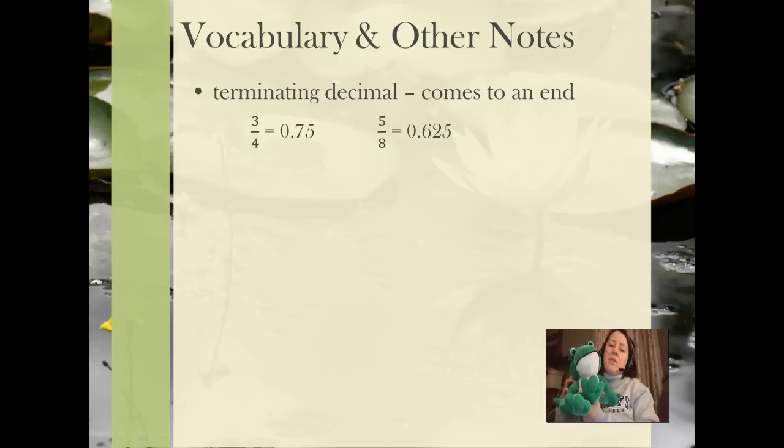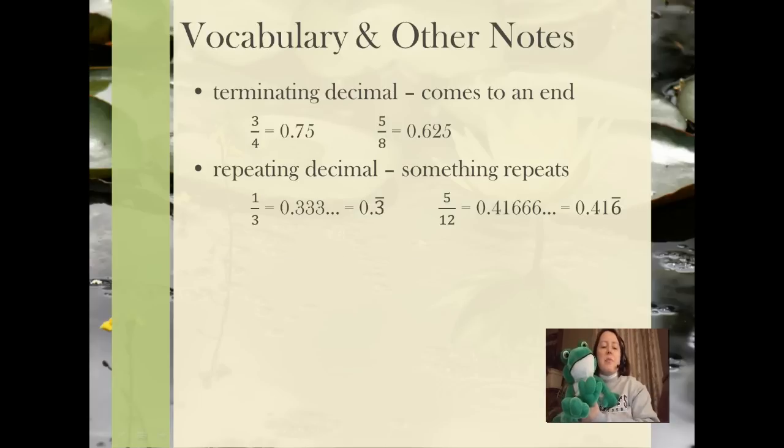Our next vocabulary word is terminating decimal. This means it comes to an end. When we divide the numerator by the denominator, we keep adding zeros and bringing them down until we have a remainder of 0. Some examples of terminating decimals are 3/4, which equals 75 hundredths, and 5/8, which equals 625 thousandths.